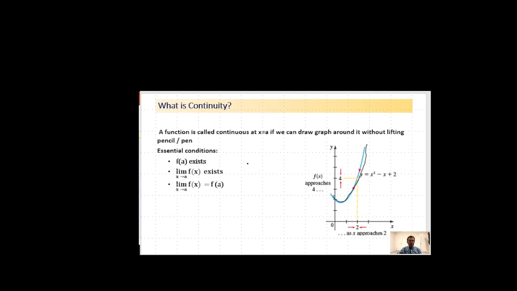There are three important conditions for continuity to happen. At a specific point a, the value f(a) should exist, the limit should exist, and both should be equal. f(a) should be equal to the limit of f(x) as x is approaching a. So this is in brief the details about limit and continuity.